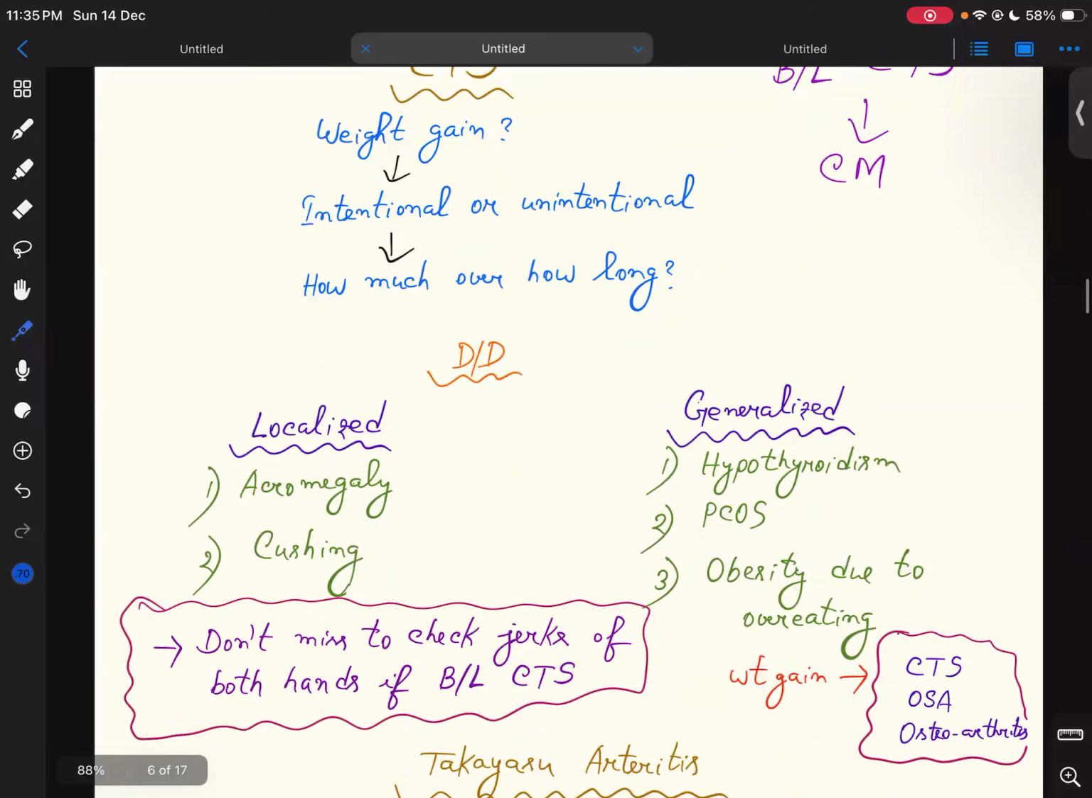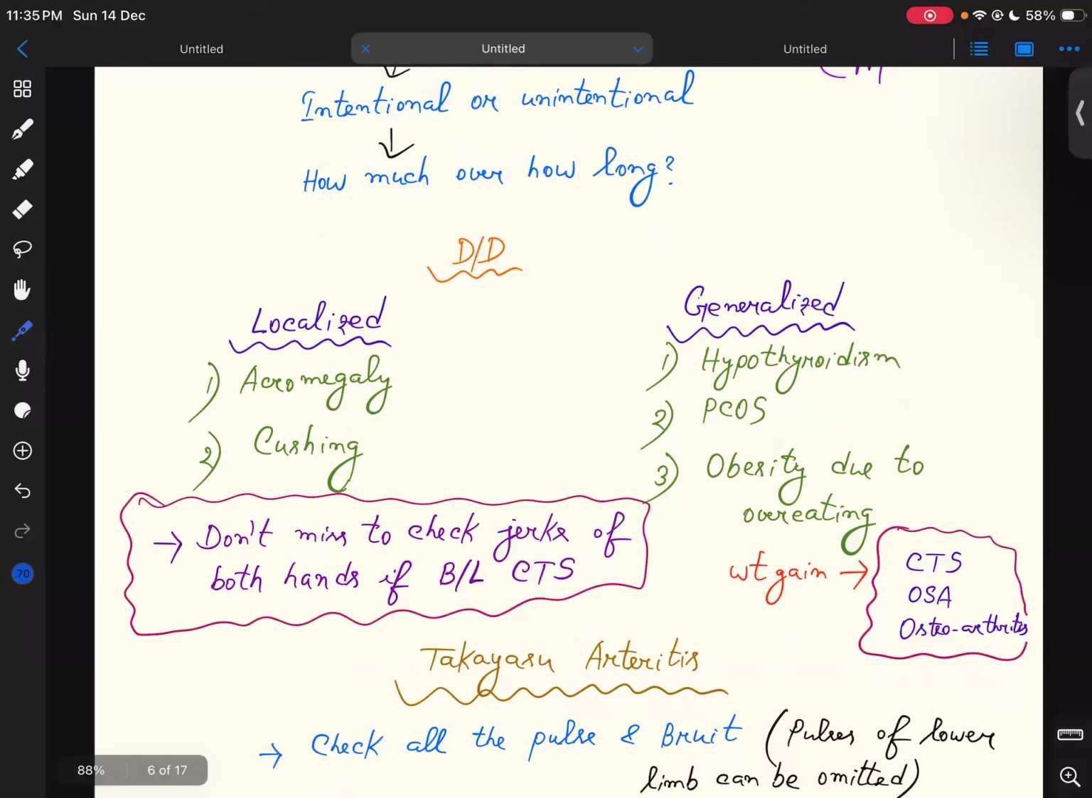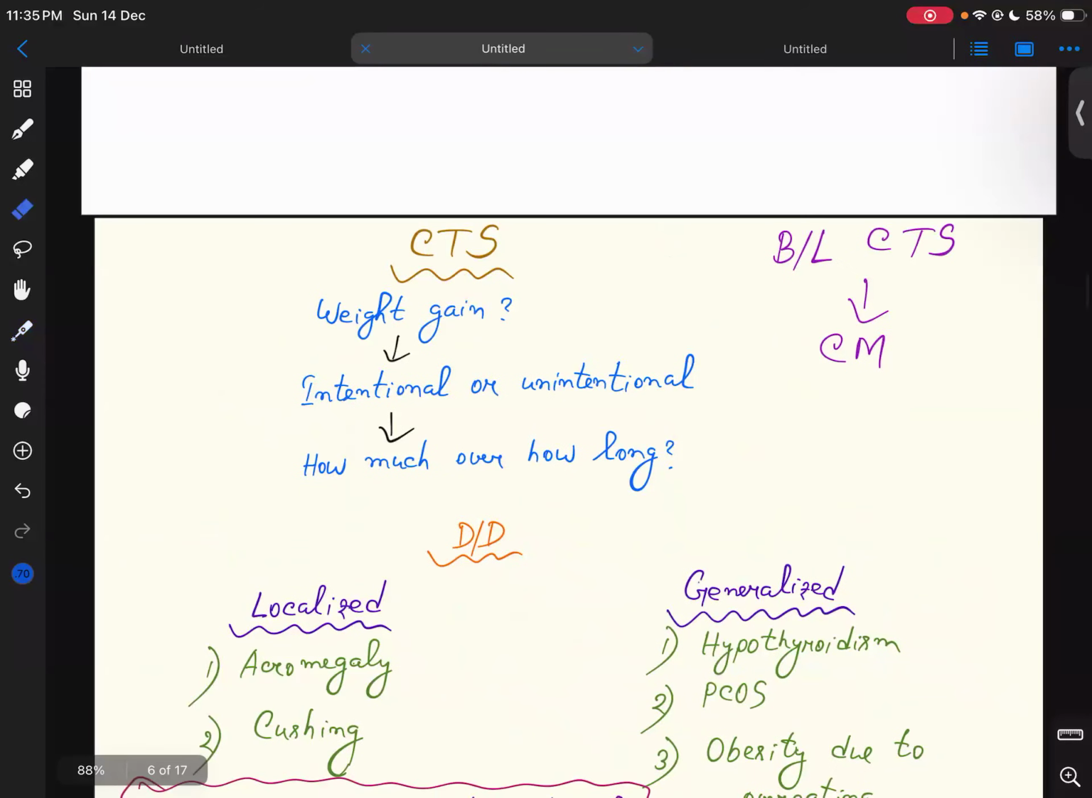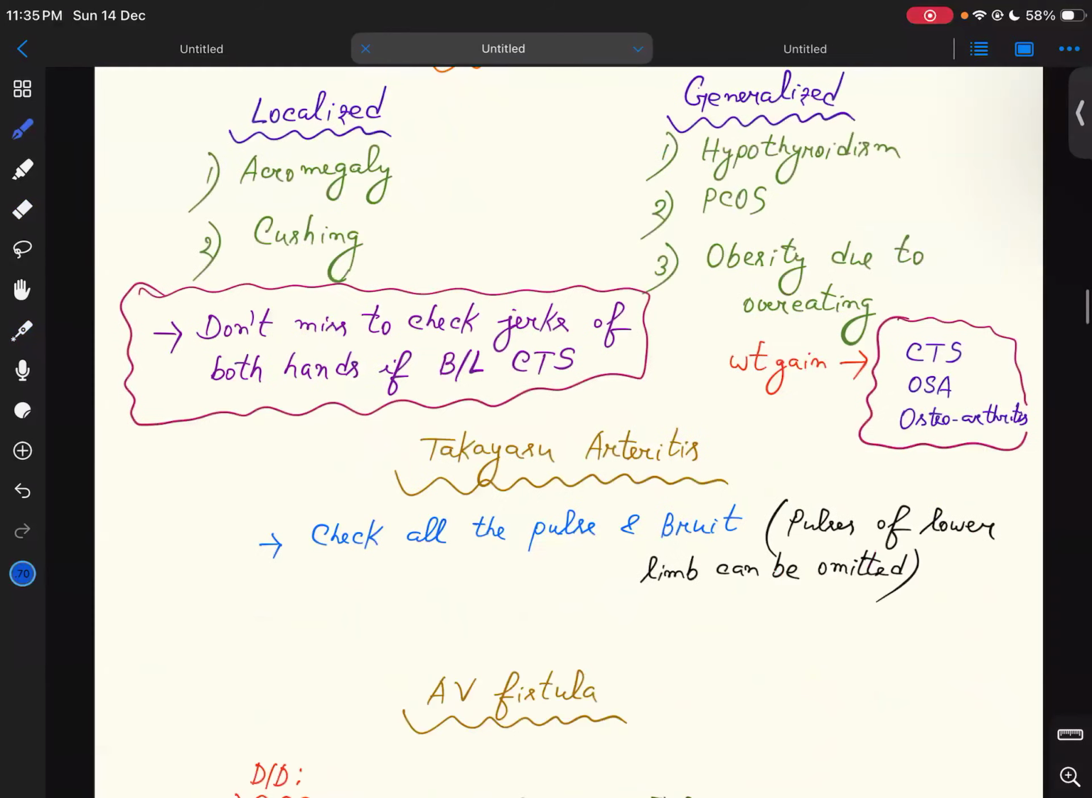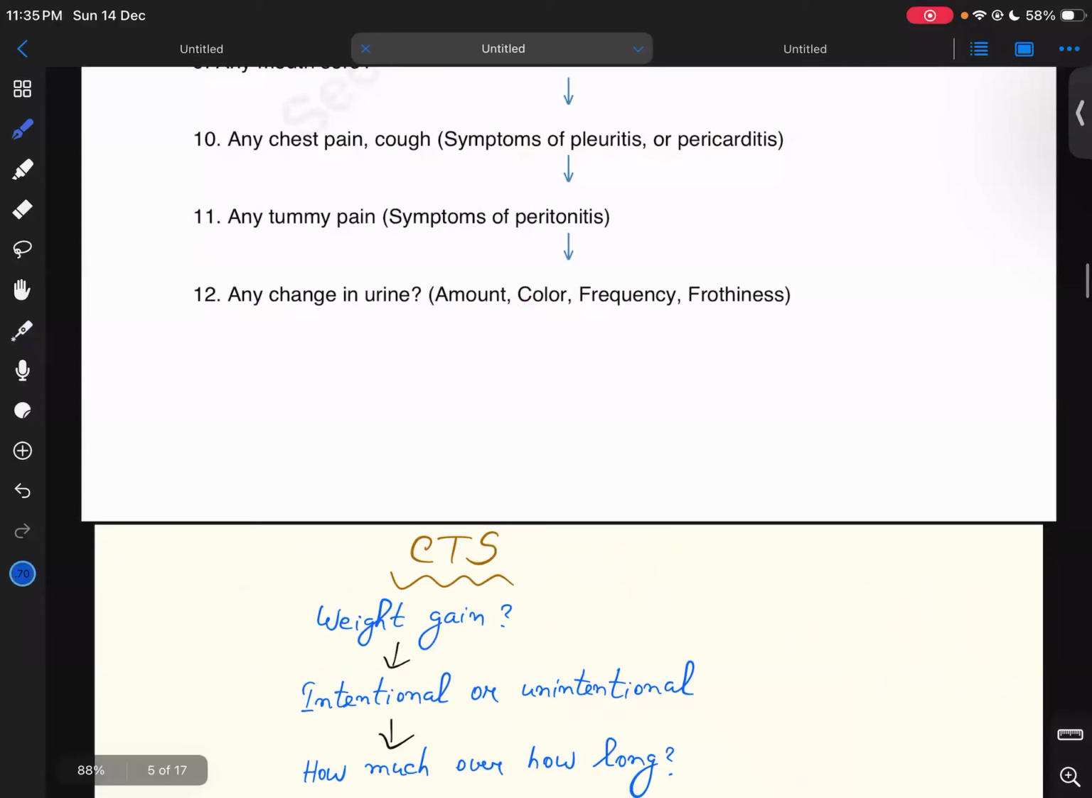So let me give you some important tricks. Can anyone tell me what is the most important differential diagnosis for bilateral carpal tunnel syndrome? It is very much important because candidates have lost marks only for not examining this. Can anyone tell me what is the most important differential diagnosis for bilateral carpal tunnel syndrome? Cervical myelopathy. Wonderful, doctor. Cervical myelopathy. Why am I telling this?